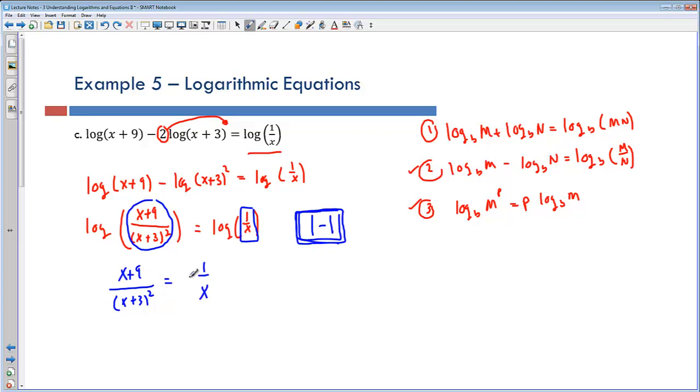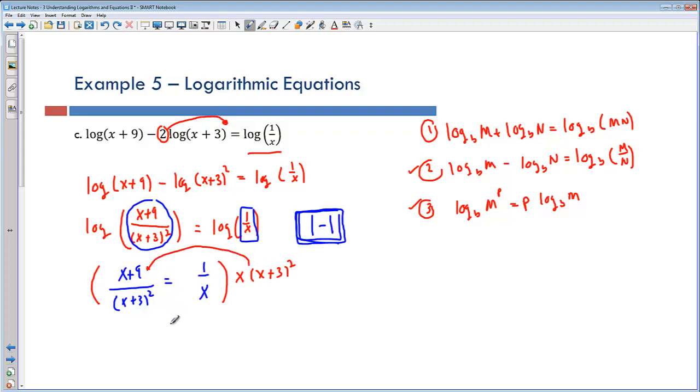And so now we can solve this rational equation. Notice, in the first problem we got a linear equation, the second one we got a quadratic equation, and now we have a rational equation. To solve this rational equation, all you're going to do is clear denominators. To clear denominators, we'll multiply everything by x, because that'll clear out this, and then also that x plus 3 quantity squared, because that'll clear out that. And so let's do it.